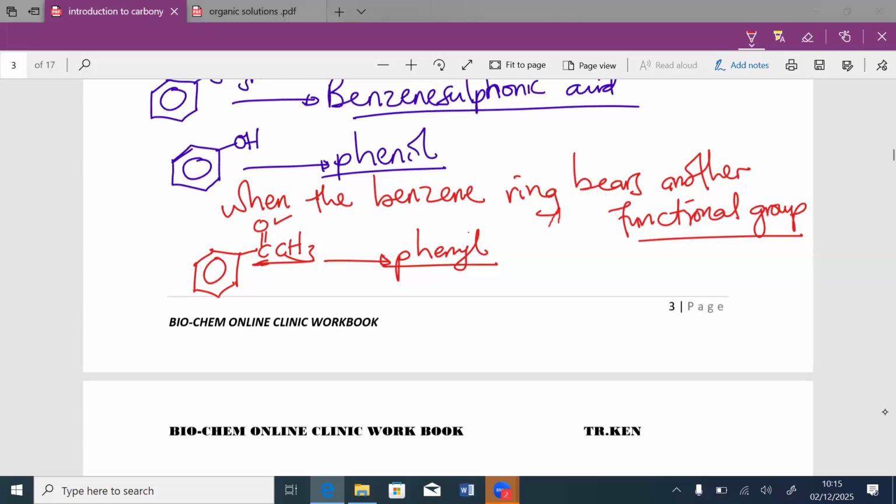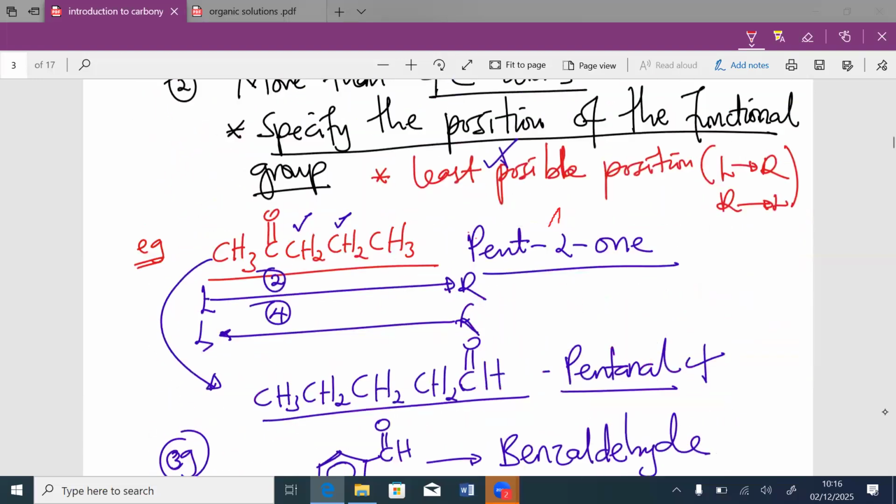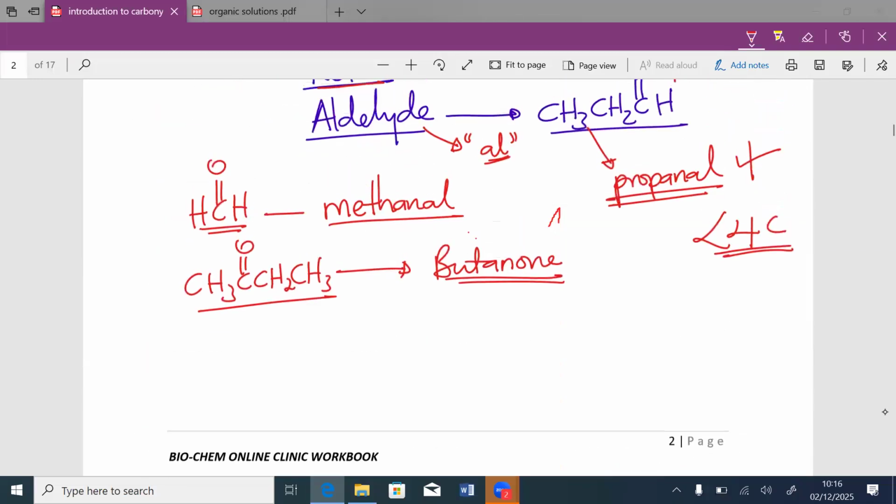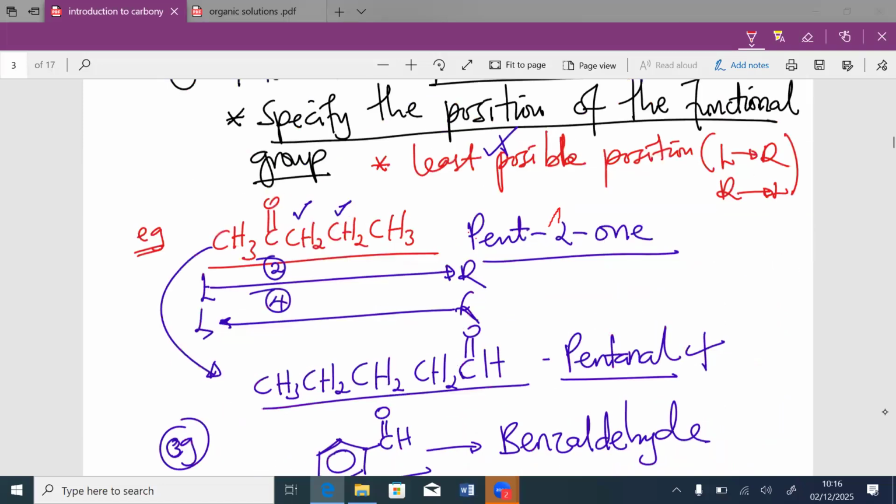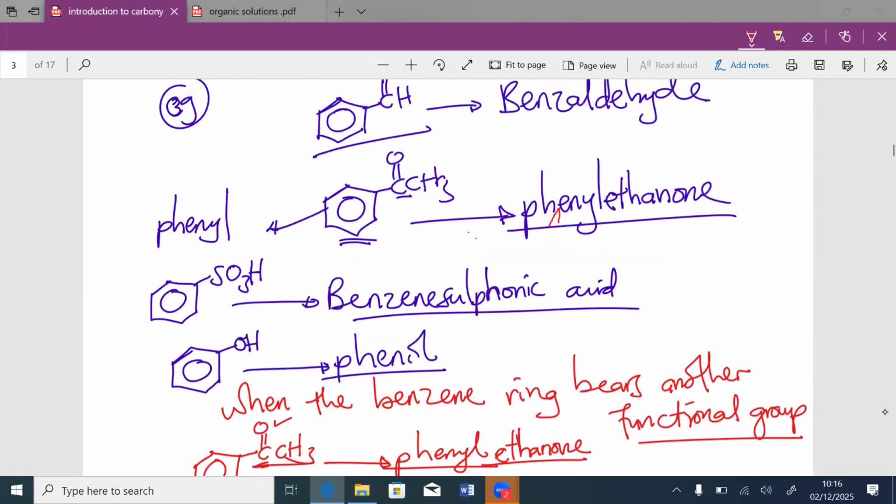It is not the main, how do I call it? The benzene ring is not the focus of that compound. When you look at this compound, the focus of that compound is the carbonyl functional group. So we call that phenylethanol. That is how we can call that compound. So that is simply how we can do nomenclature on these carbonyl compounds.